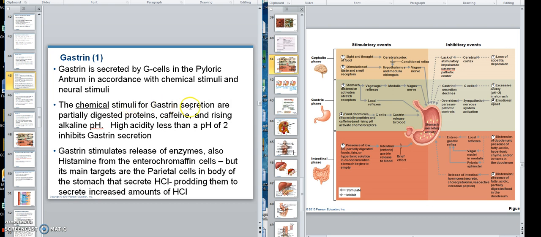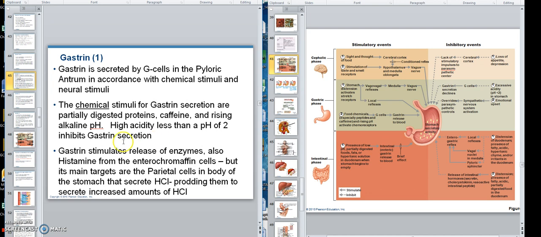Gastrin, the stimulants are partially digested proteins. Caffeine can do it, and a rise in pH, which would be more basic. Okay? Now, partially digested proteins, because you've got to digest them more. We already did some up here in the body of the stomach. High acidity of less than 2 inhibits gastrin, because if you already have high acidity, you don't need the parietal cells to secrete any more what?